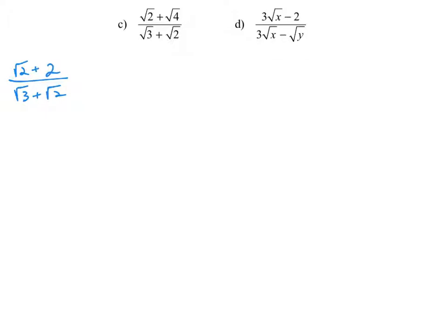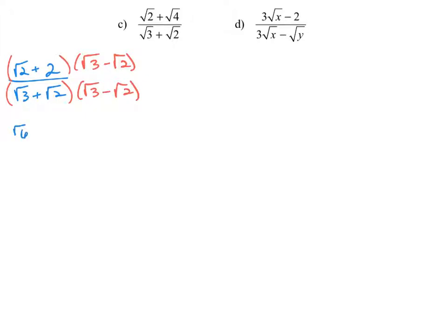Now we multiply the numerator and the denominator by the conjugate, which is going to be the square root of 3 minus the square root of 2. And we're going to multiply both the numerator and the denominator by that conjugate. Now we can use the FOIL process, first, outer, inner, last. Square root of 2 times the square root of 3 is the square root of 6.